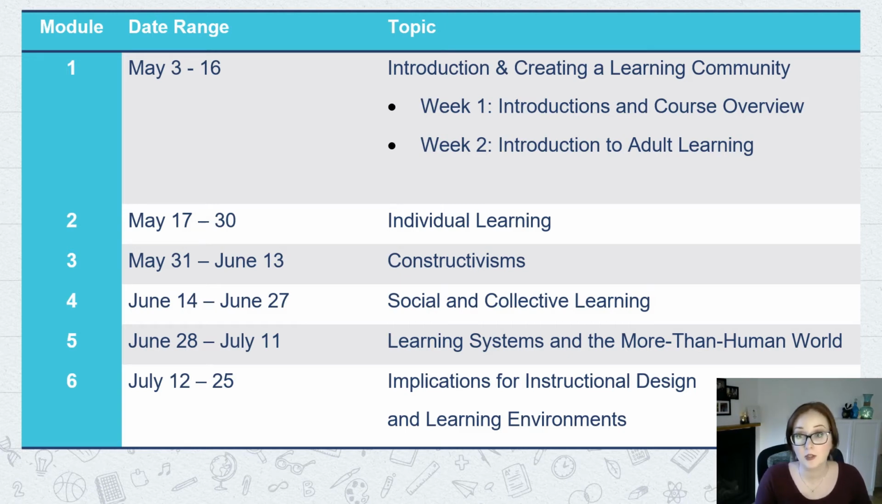For our course structure, I've broken up our course into 6 modules with each of them lasting 2 weeks. So our first module here, which is what we are currently in, has a part 1 and a part 2. So part 1 is an introductory week when we're going to be focusing on getting to know each other, getting familiar with the course, and just getting ourselves generally organized for the semester. In our second week, we're going to be talking about theories of adult learning.